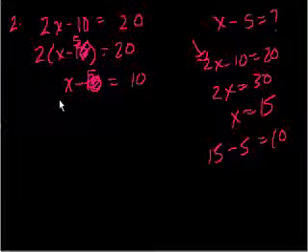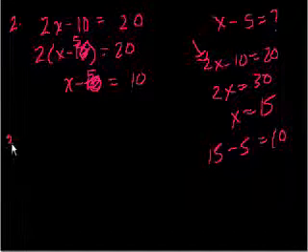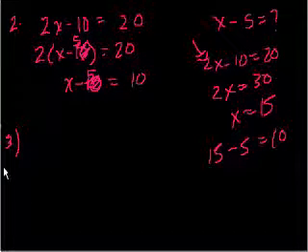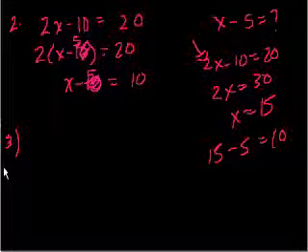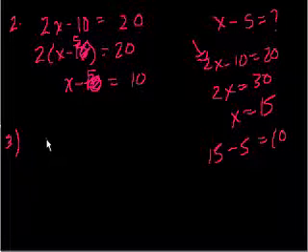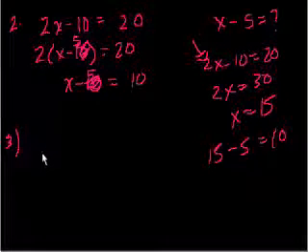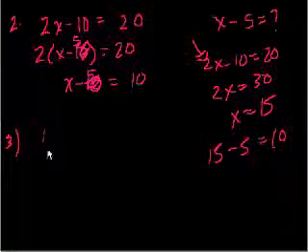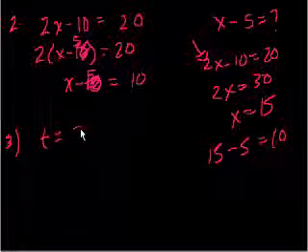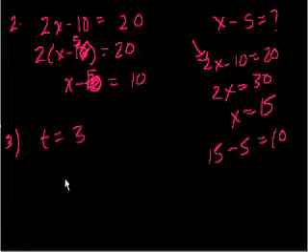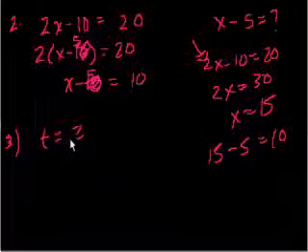Problem 3. If t represents an odd integer, which of the following represents an even integer? So t is an odd integer. We can do this kind of abstractly, but let's just pick a number. Let's just say that t is equal to, what's an odd integer? Well, 3. 3 is an odd integer. So let's just say t equals 3. They didn't say we couldn't have picked t equals 7.